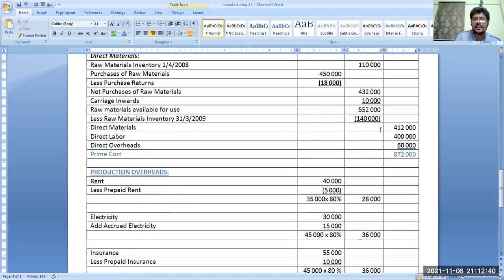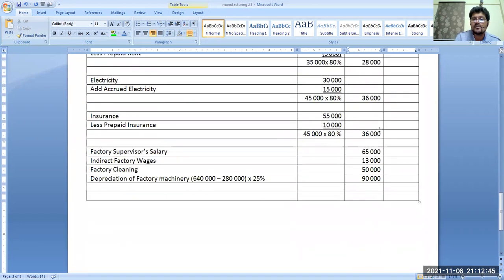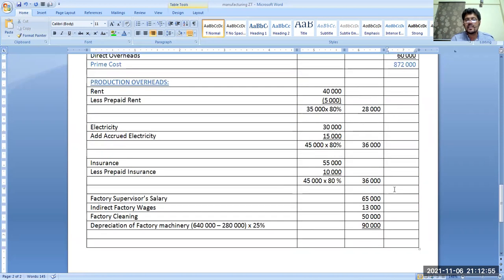Done. So all these expenses we have taken, all indirect expenses we have taken, and they are going to be added here in prime cost. Okay, we'll get the total over here. So get the total. Start with 28,000 plus 36 plus 36 plus 65 plus 13 plus 50 plus 90. 318,000. This is your POH total.